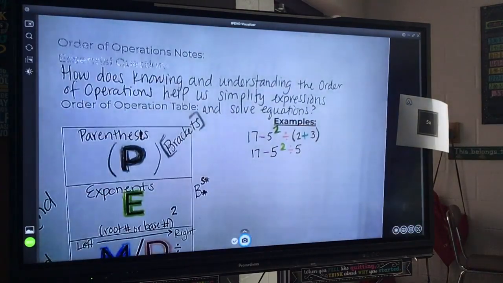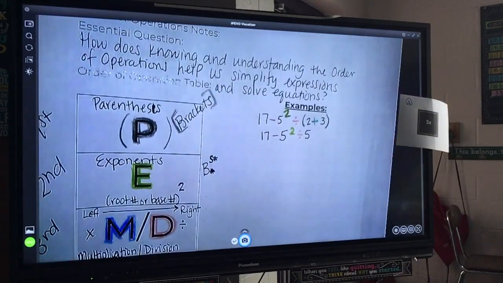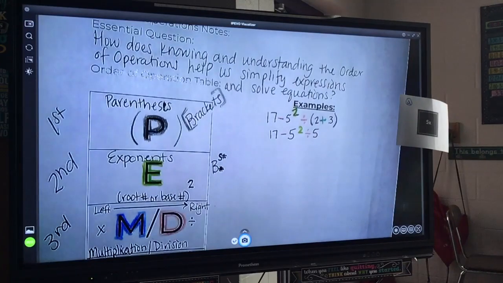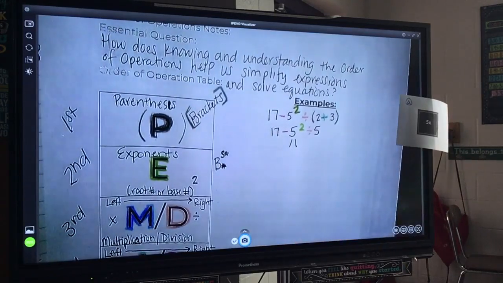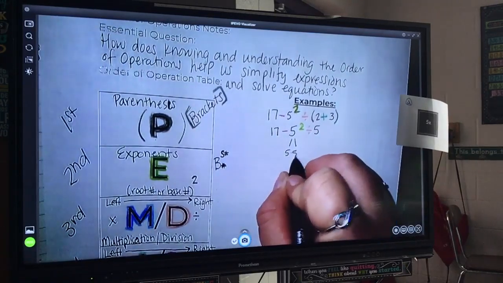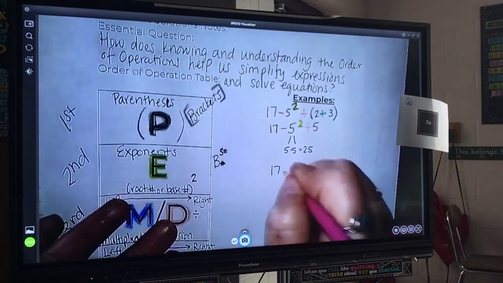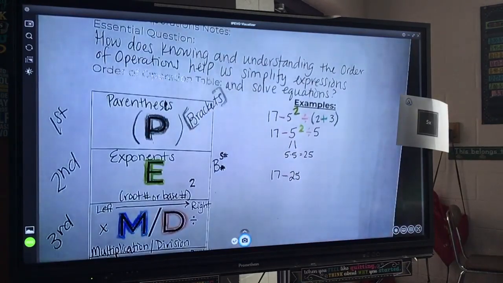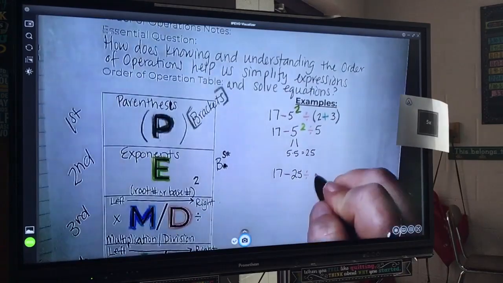Alright, what do we look for next? Ethan? Multiplication or division? Nope. Exponents. Do we have an exponent? Yes, we do. So this becomes what? 5 times 5, which gives you 25. So now you have 17 minus 25 divided by 5.